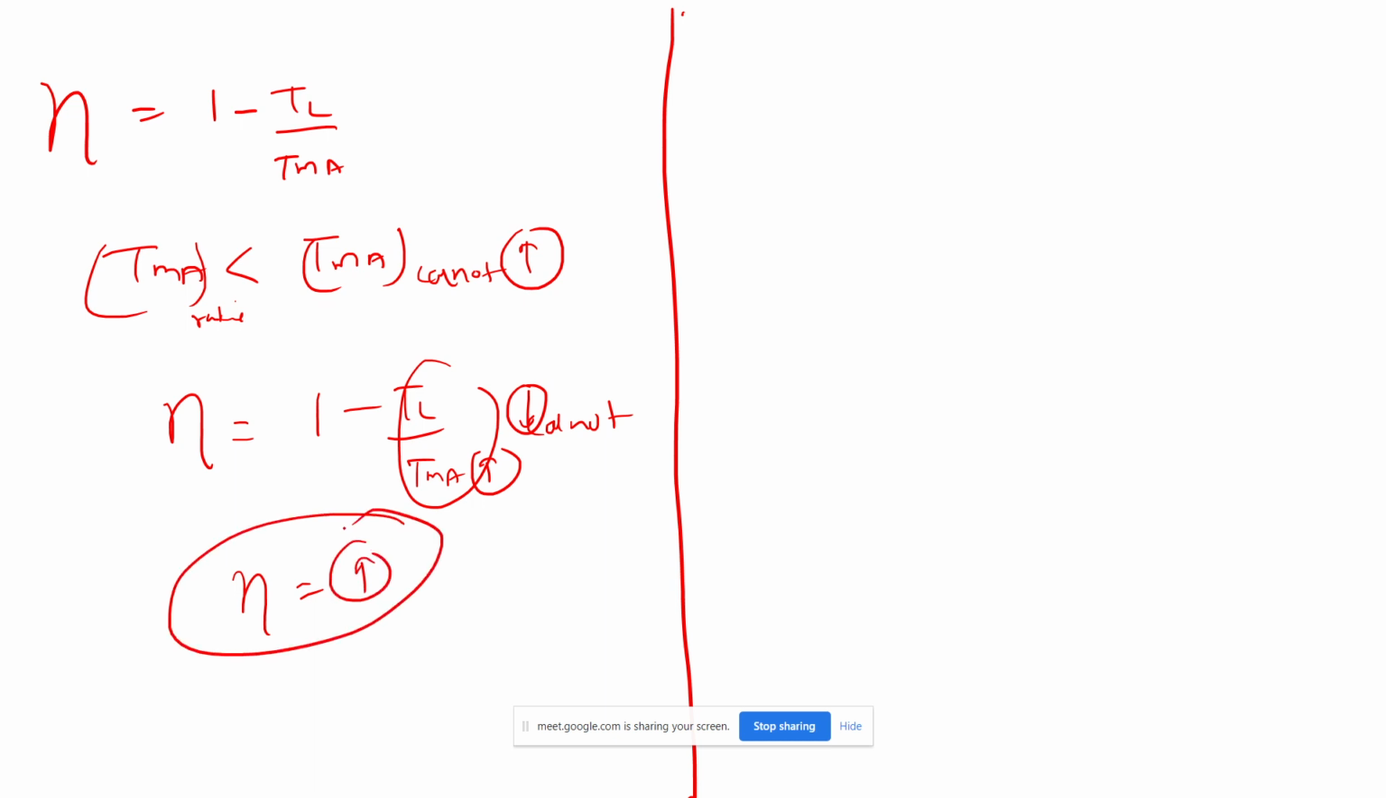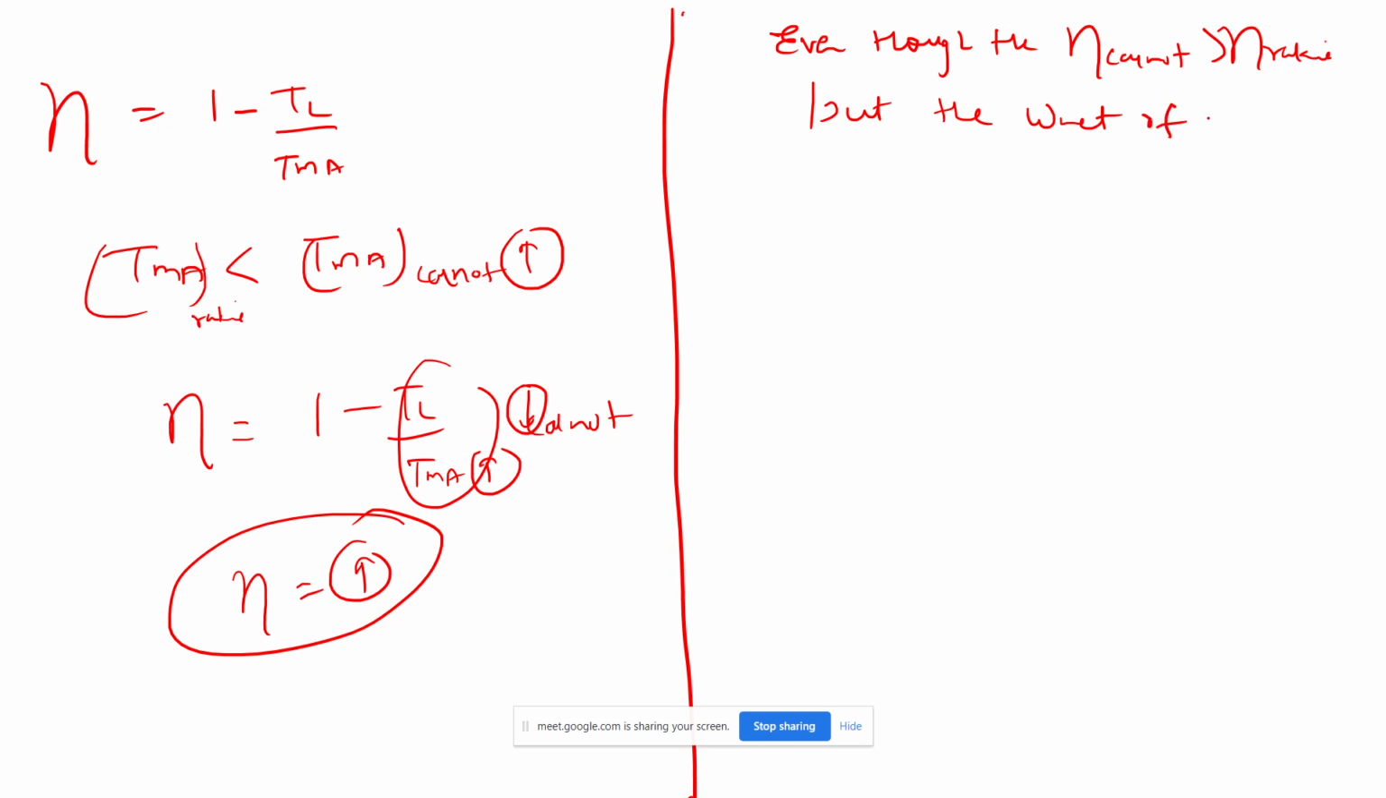But even though the efficiency of the Carnot cycle is higher than the Rankine cycle, the net work output of which cycle is higher? Rankine cycle. Why? Yes, Rankine will have a higher net work output. Wait, I'll show you how.